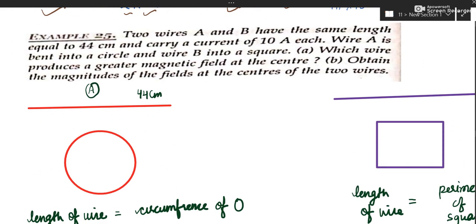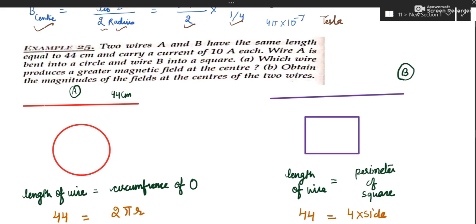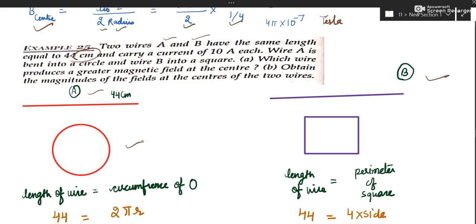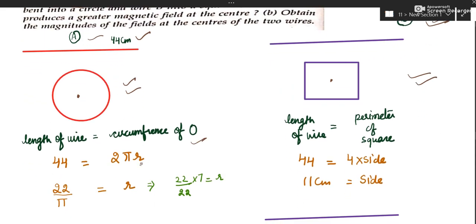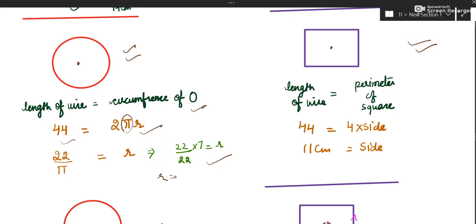Coming to the next question. This question is also very important. There are two wires A and B of the same length, 44 centimeters. This is wire A, this is wire B. This has been bent into a circle, this has been bent into a square. We have to find out the magnetic field at the center of both the loop and the square. So the length of the wire is equal to the circumference. The circumference is 2 pi r, this is 44, this is 22 by 7, substitute, and you will get the radius as 7 centimeter.